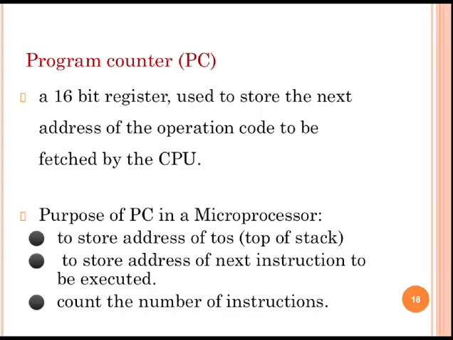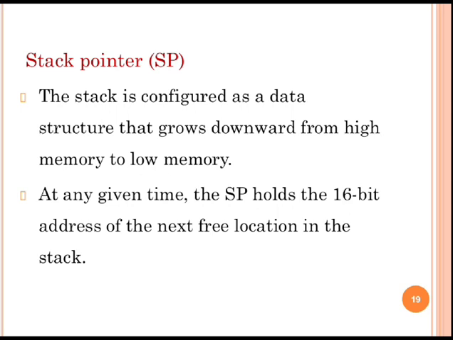It is the program counter, PC. It is a 16-bit register in the microprocessor. It is used to store the next address of the operation code to be fetched by the CPU. The main purpose of the program counter in a microprocessor is to store the address of the next instruction to be executed and count the number of instructions. The next one is the stack pointer, SP. The stack is configured as a data structure that grows downward from high memory to low memory. At any given time, the stack pointer holds the 16-bit address of the next free location in the stack.